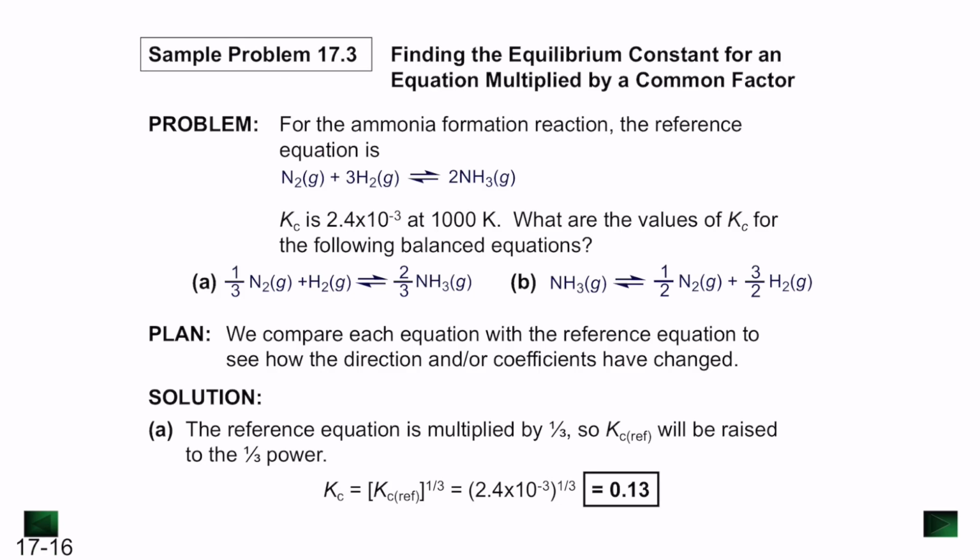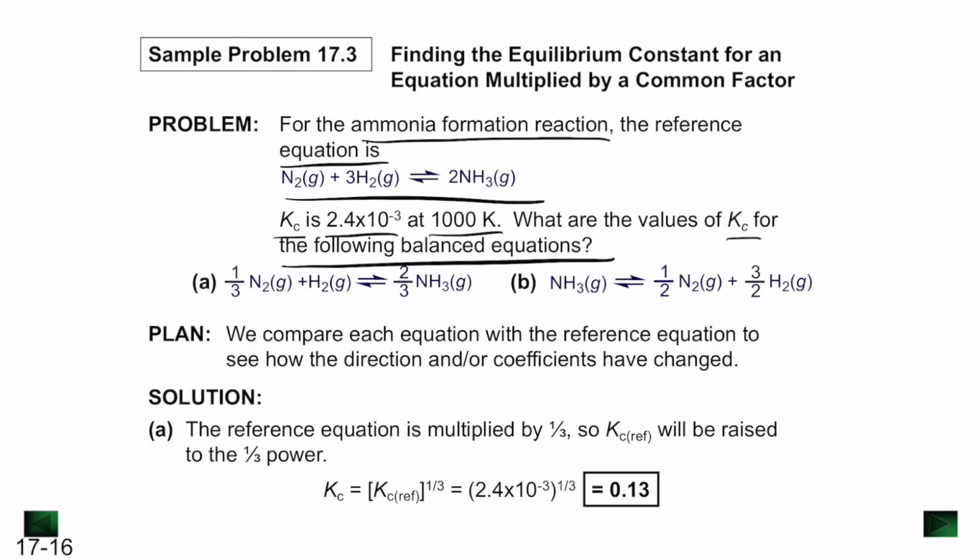Next, let's try to solve another problem. So for the ammonia formation reaction, the reference equation is N2 plus 3H2 gives you 2NH3. Kc is 2.4 times 10 to the power negative 3 at 1000 Kelvin. What are the values for Kc for the following balanced equations? So now notice that they are manipulating the equation based on the values that are present there.